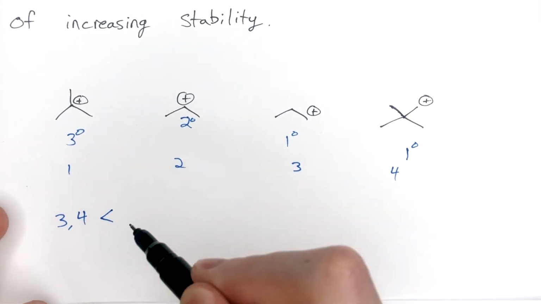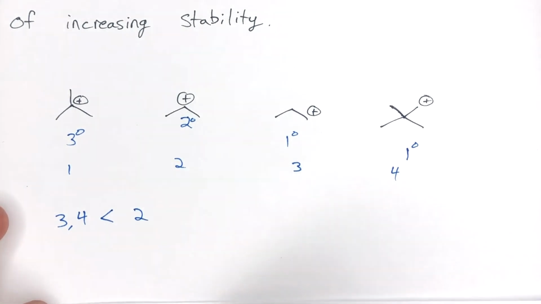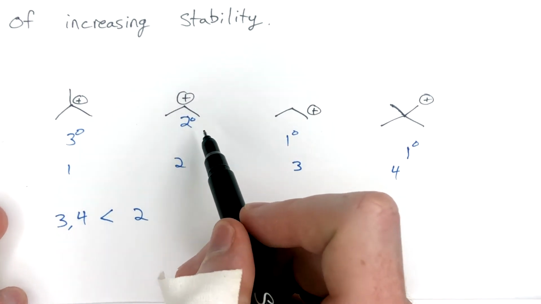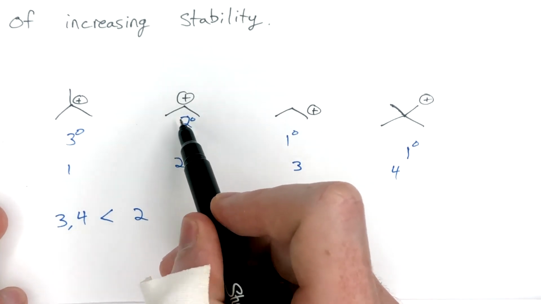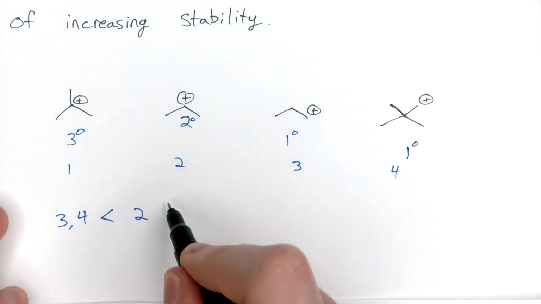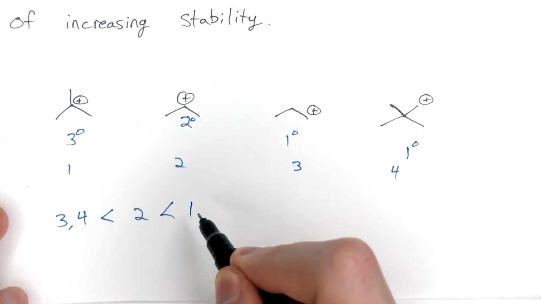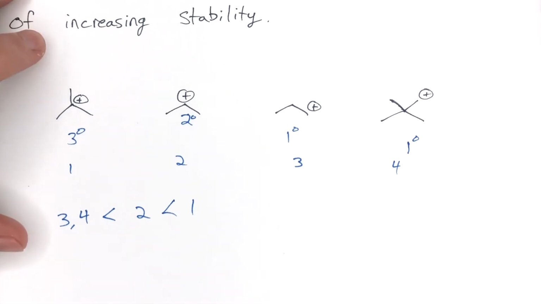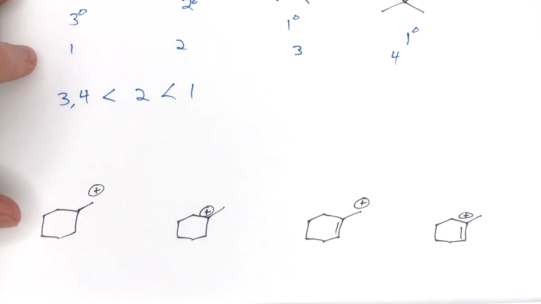But these are definitely both less stable than 2, which is secondary, has extended hyperconjugation and a more inductive effect through the electron donation of the methyl groups, the alkyl groups. And then using the same logic, this is why 1 is the most stable, because it's tertiary, has the most hyperconjugation, and the most induction.